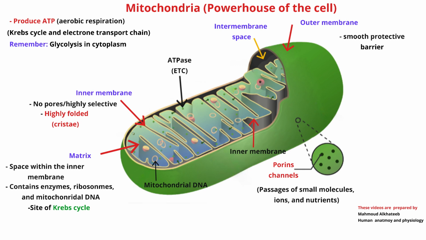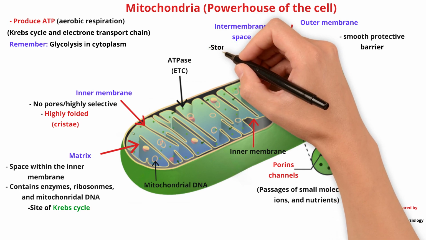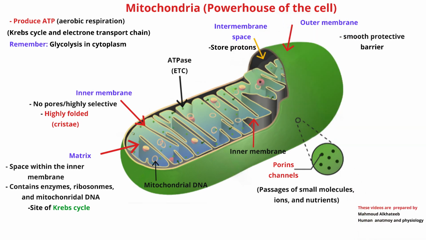Meanwhile, the inner membrane space plays a crucial role in cellular respiration by storing protons that are pumped out of the matrix during the electron transport chain. From this discussion, we can recognize that one fascinating feature of mitochondria is that they have their own DNA and ribosomes. This means that the mitochondria can produce some of their own proteins and even replicate independently of the cell.